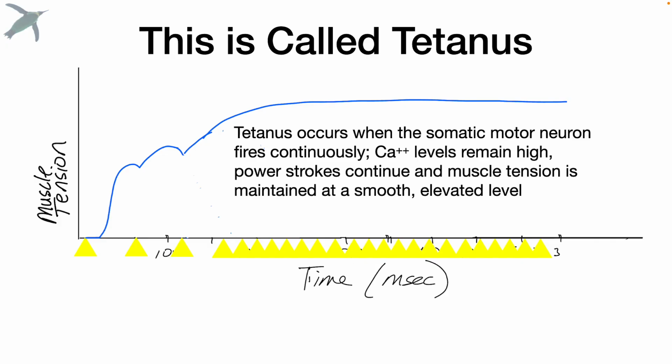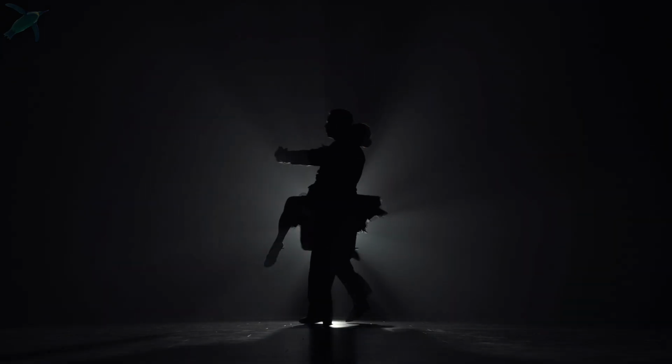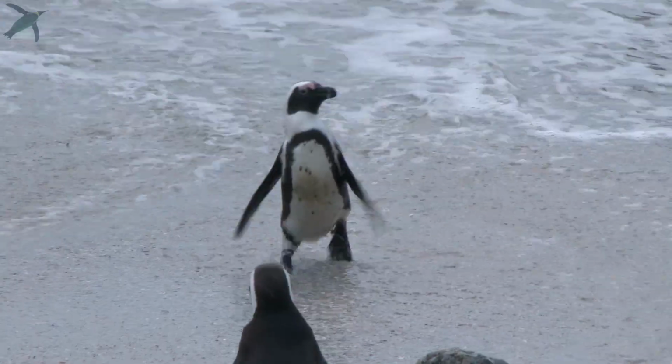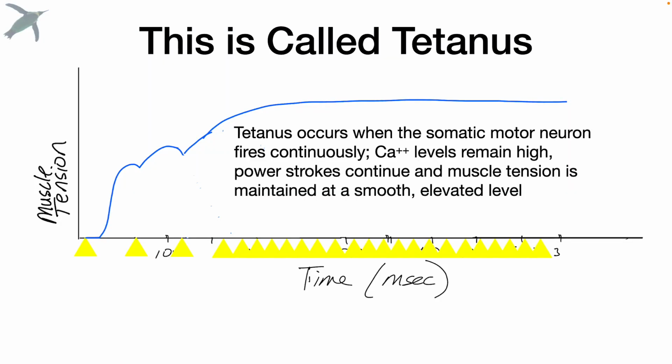So tetanus occurs when the somatic motor neuron fires basically continuously, okay? Calcium levels stay high. The power strokes continue, muscle tension is maintained, and this is how you do things like dance and walk and lift weights and do all of the things that you rely on your skeletal muscles to do. And this will occur until the somatic motor neuron stops firing. And then the muscle cell, of course, will relax.